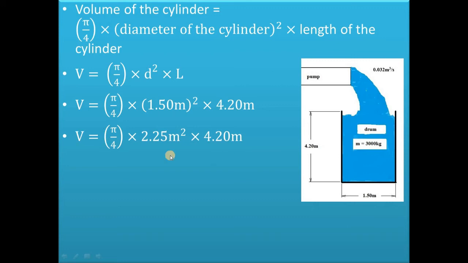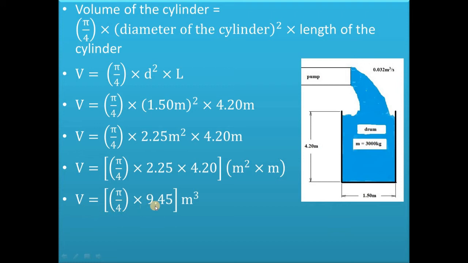Now in this RHS I'm going to split the numerical terms and the units. So the next step will be V is equal to pi by 4 into 2.25 into 4.20 into meter square into meter. So here 2.25 into 4.20 is 9.45 and meter square into meter is meter cube. So the next step will be V is equal to pi by 4 into 9.45 meter cube. Here pi by 4 into 9.45 is 7.42. So the next step will be V is equal to 7.42 meter cube, which means the volume of the drum is 7.42 meter cube.